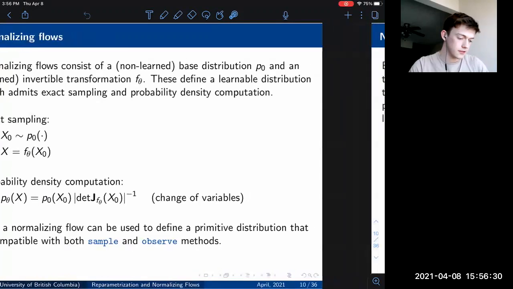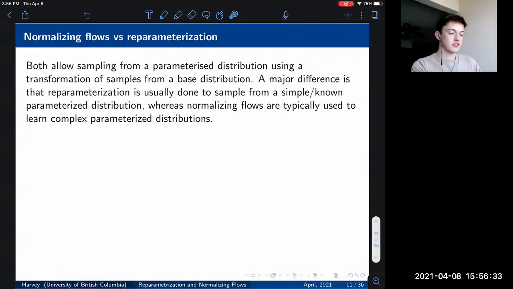Right, so moving on. Here's a slide where I'll mention the main difference between normalizing flows and reparameterization, because they actually look quite similar. Both of them do this change of variables trick where you have the base distribution and the transformation. But the main difference is in how they're used. With reparameterization, we typically have some known distribution with an analytic form that we could sample from directly if we wanted. But we find it more convenient for estimating these gradients of expectations to write it out as a sample from a base distribution and then a transformation.